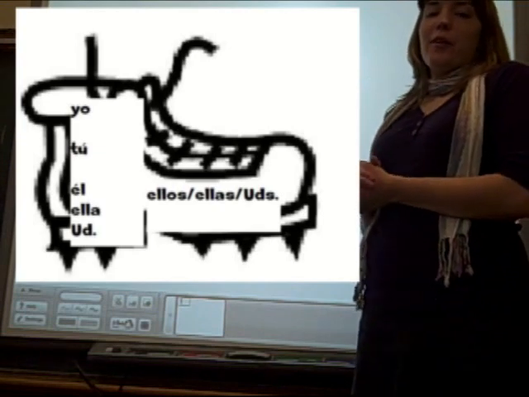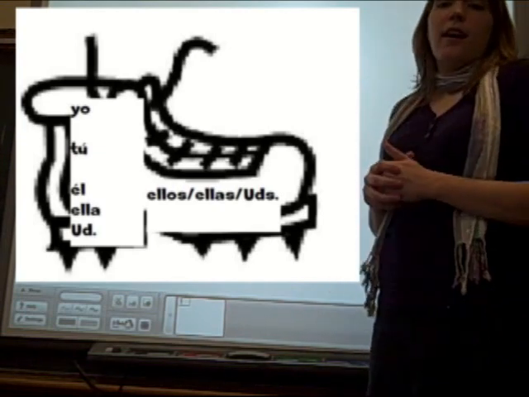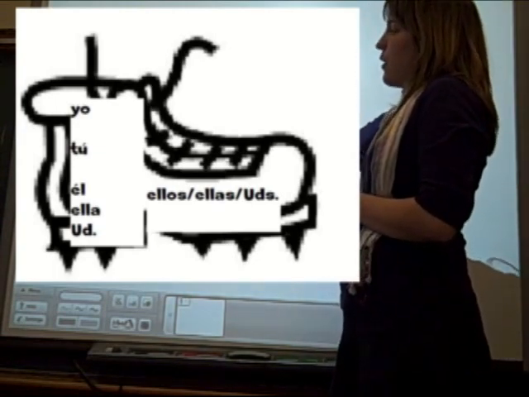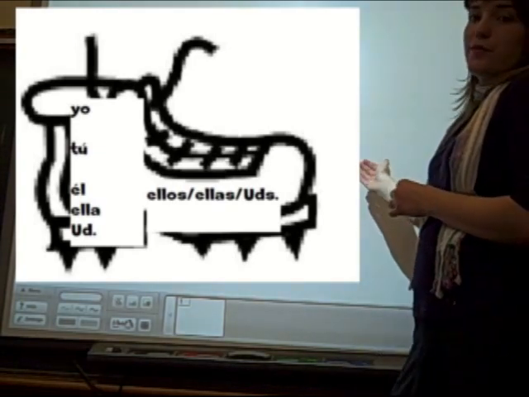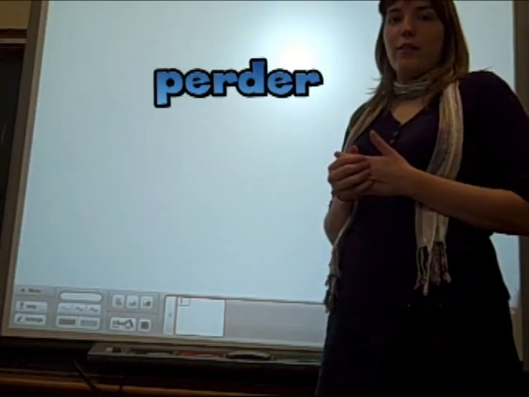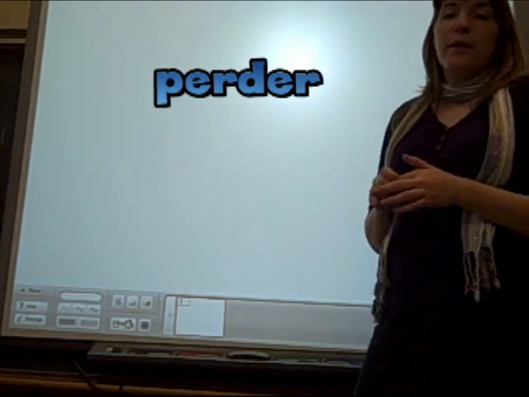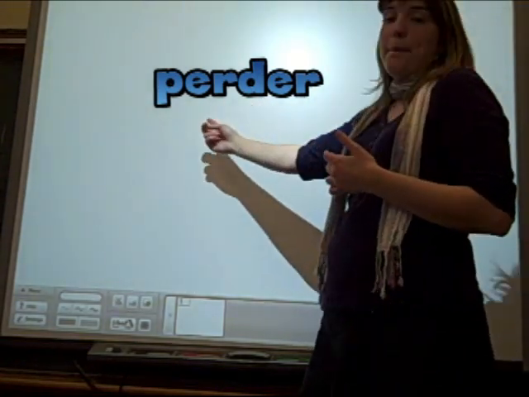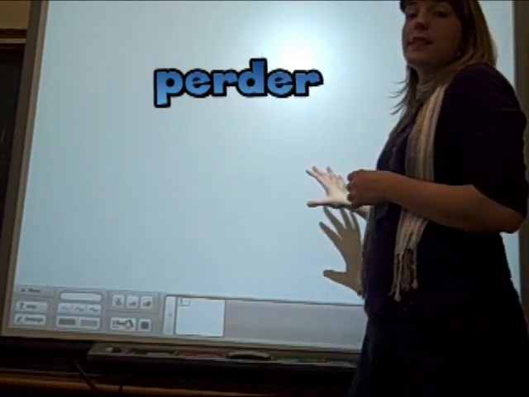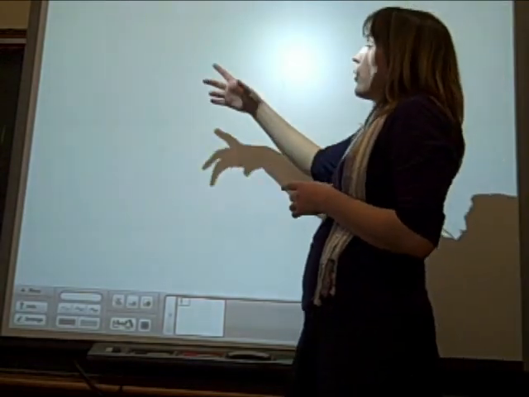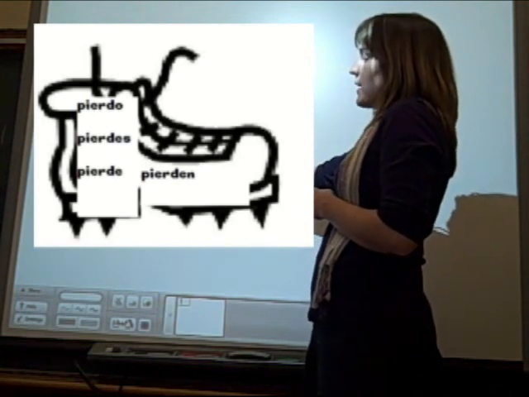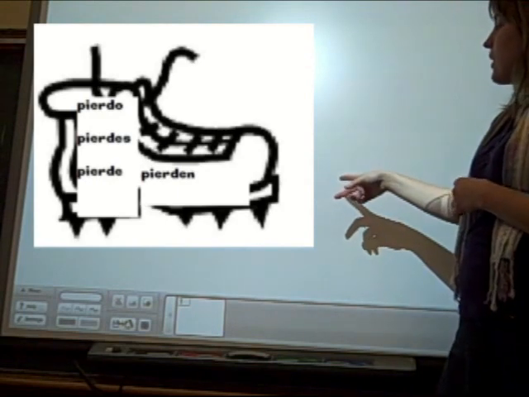Now, all of the verb forms that fit inside the boot, being the yo form, the tú form, the él, ella, usted form, and the ellos, ellas, and ustedes form, we'll get what's called a stem change when you conjugate the verb. So if we use our example perder, we are going to change the E in the stem to an IE in all of those forms that fit inside the boot. So we end up with yo pierdo, tú pierdes, él, ella, usted pierde, and ellos, ellas, ustedes pierden.